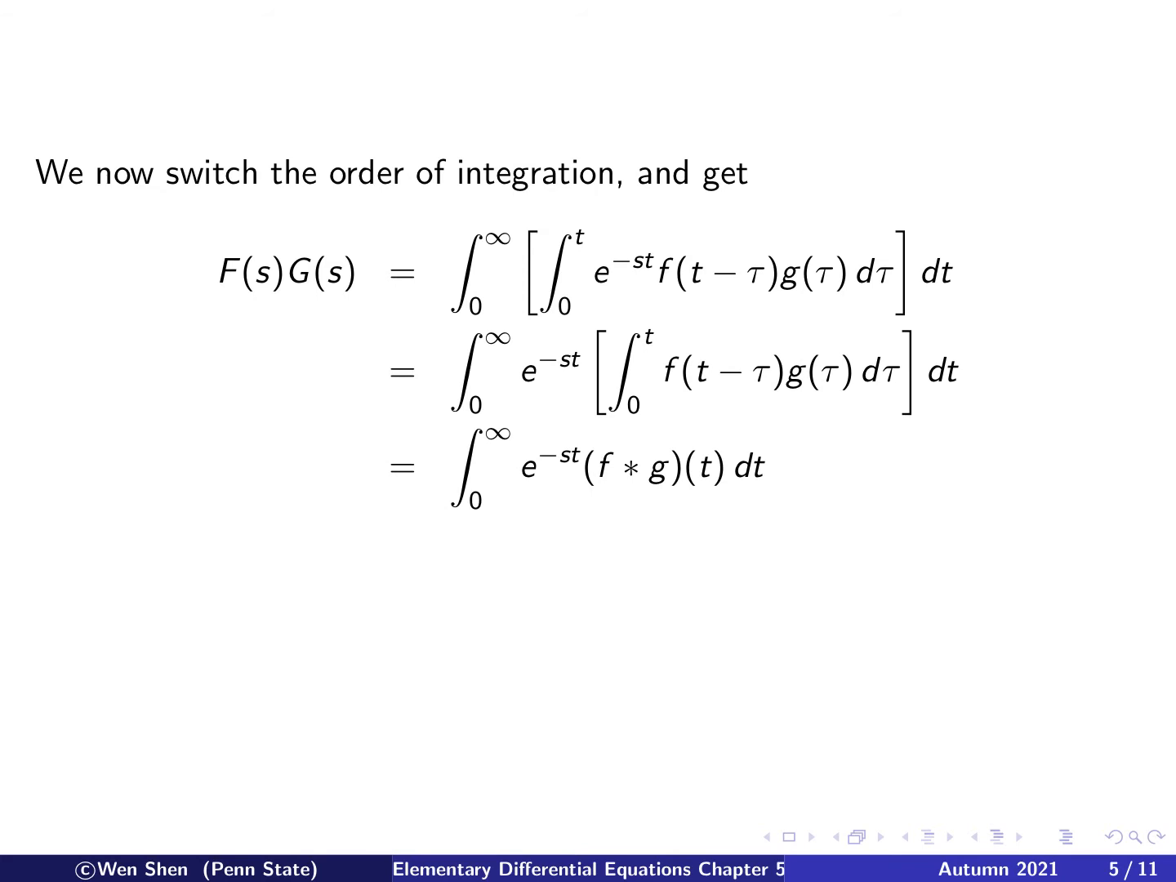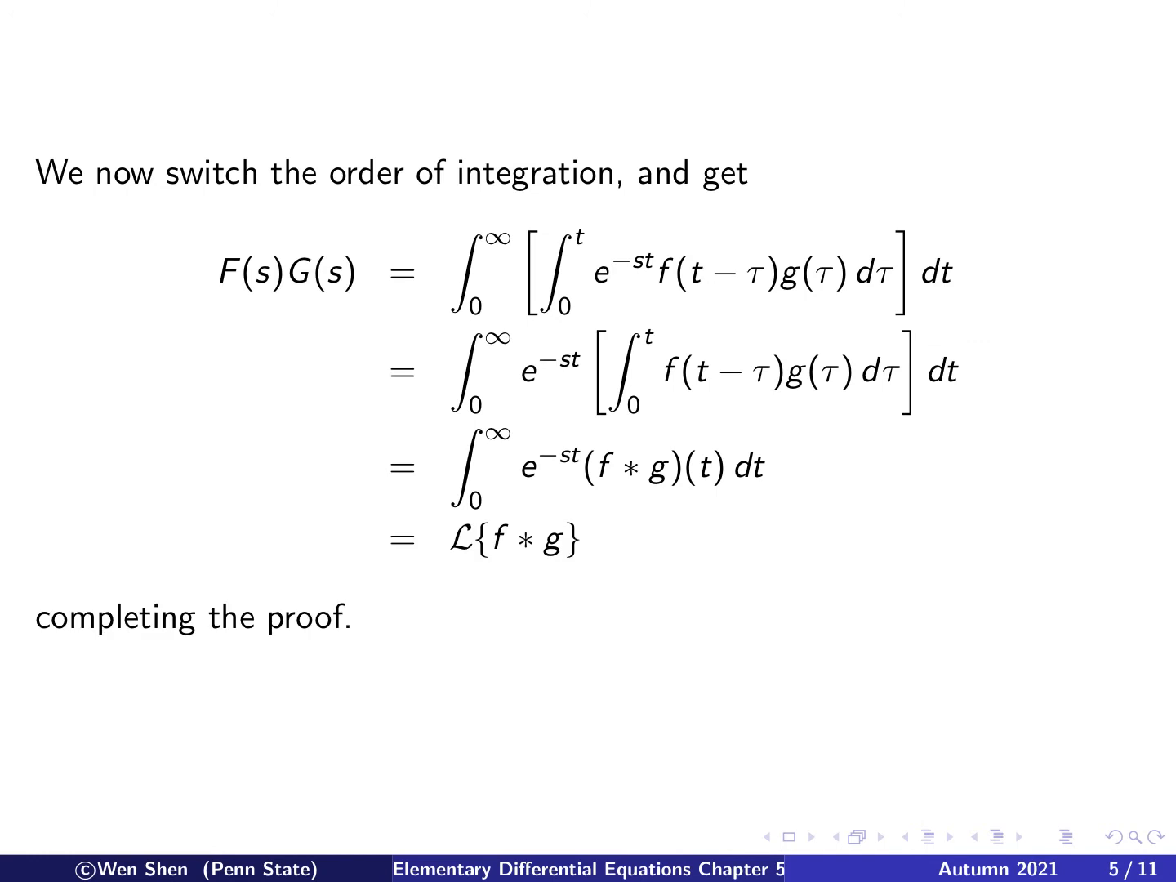Now we see that the integral here in the bracket is exactly the convolution integral. It's f convolute g of t. And this function is multiplied by this exponential function and then integrated in dt. So now we recognize this integral is exactly the Laplace transform of the function here, f convolute g.